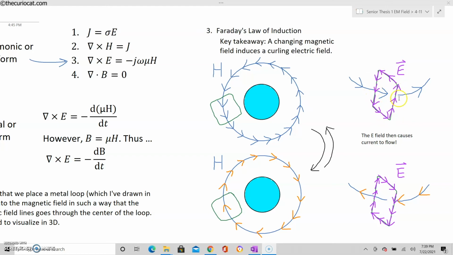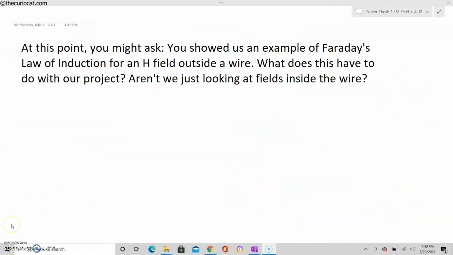At this point, you might ask, you showed us an example of Faraday's law of induction for an H field outside a wire. But what does this have to do with our project?